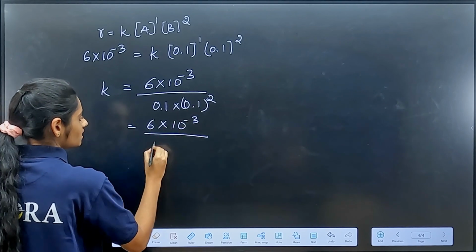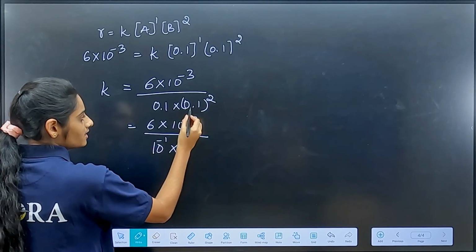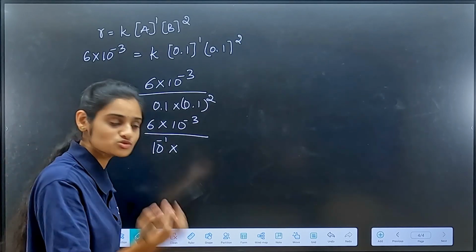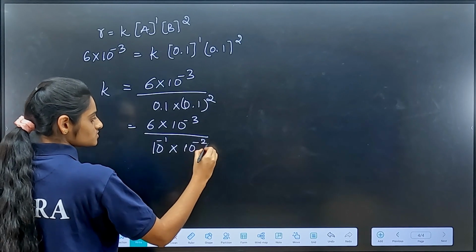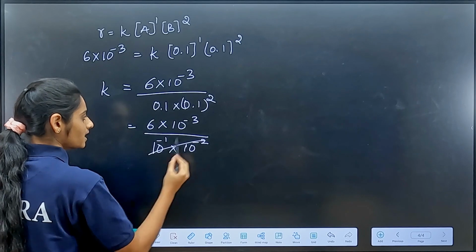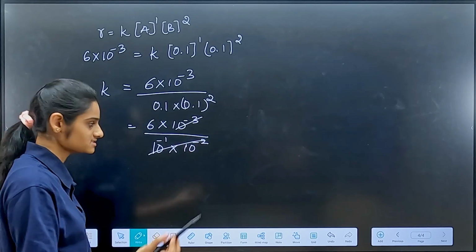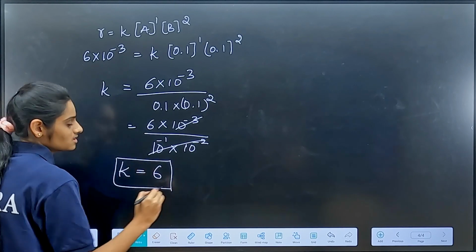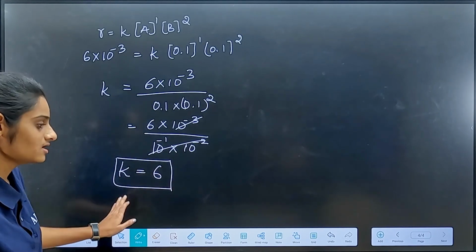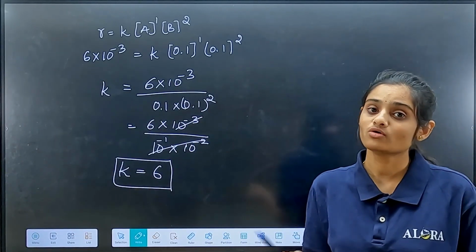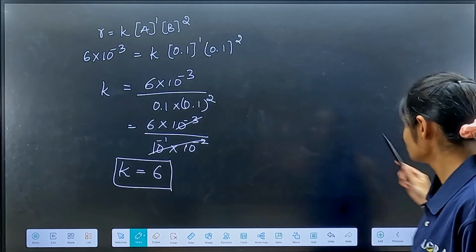So 6 into 10 to the power minus 3. Here it is 10 to the power minus 1. And here 0.1 square will be 0.01, which will be 10 to the power minus 2. So together it will be 10 to the power minus 3. So this 10 to the power minus 3 and that 10 to the power minus 3 will get cancelled. So K value will be 6. So now the rate constant is 6. So we found your rate constant. Next what we will find? We will find the value of x and value of y. So let us go to the next slide.